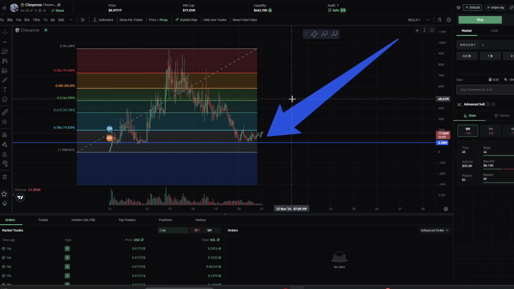We're talking about how to nail the perfect entries on meme coins. This applies to other cryptos as well. However, the levels might be slightly different. Let's just get into it and talk about it.